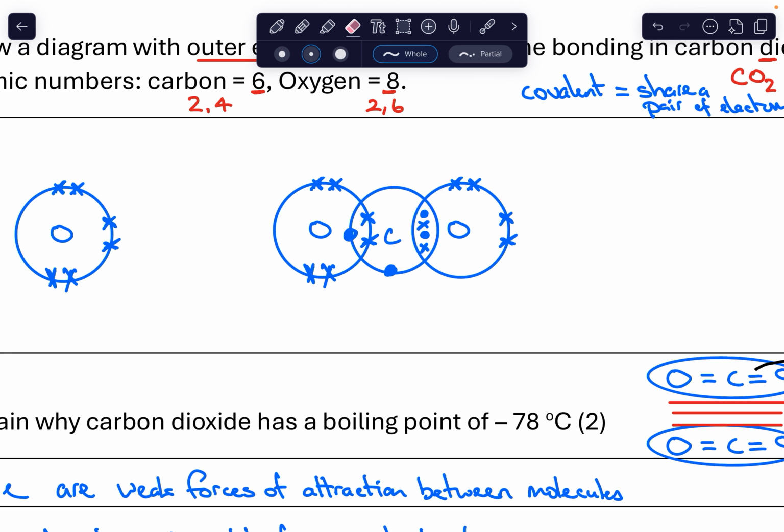And I'm going to replicate, copy exactly the same structure. Let's get rid of that. I'm going to get rid of that for a minute. So there's 2 electrons from carbon. 1, 2.